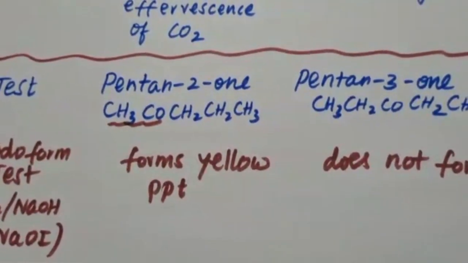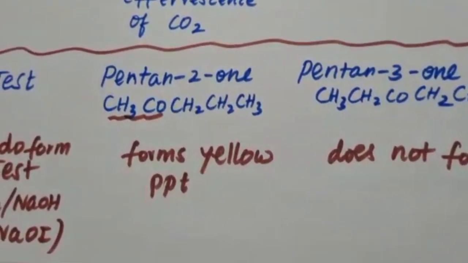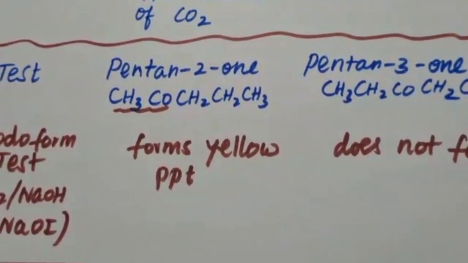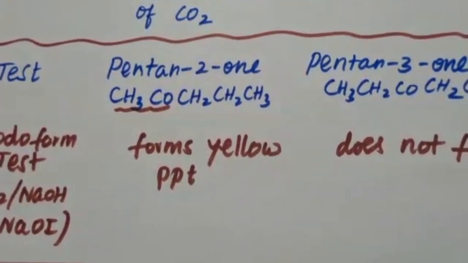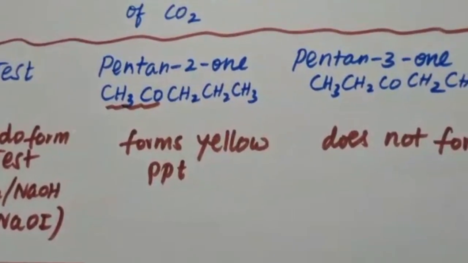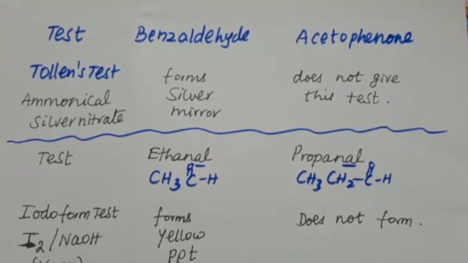Next compounds are pentan-2-one and pentan-3-one. Distinguish between pentan-2-one and pentan-3-one. When we write the structure, we come to know pentan-2-one is a methyl ketone. All methyl ketones will answer the iodoform test. So here the reagent is iodine and NaOH. Pentan-2-one forms iodoform precipitate, whereas pentan-3-one does not form any iodoform precipitate.